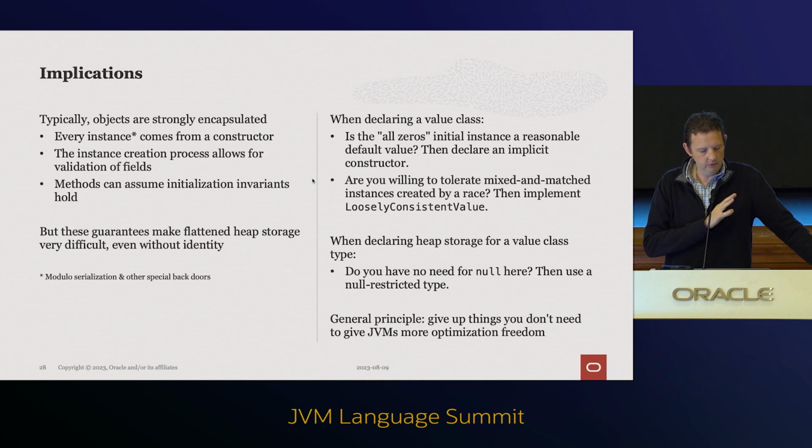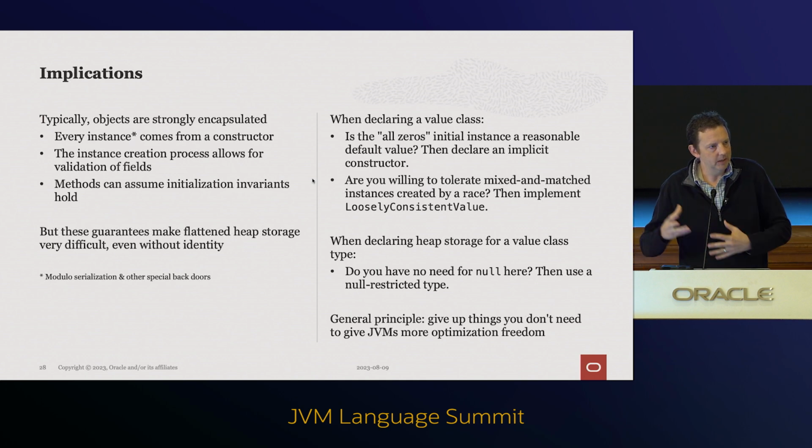So by default, strong encapsulation. If you're willing to give things up, then you get better performance. First of all, giving up the all zeros, control of your instances, willing to tolerate an all zeros instance floating around. And then further, maybe I'm willing to tolerate these sorts of mixed and matched, racy objects.